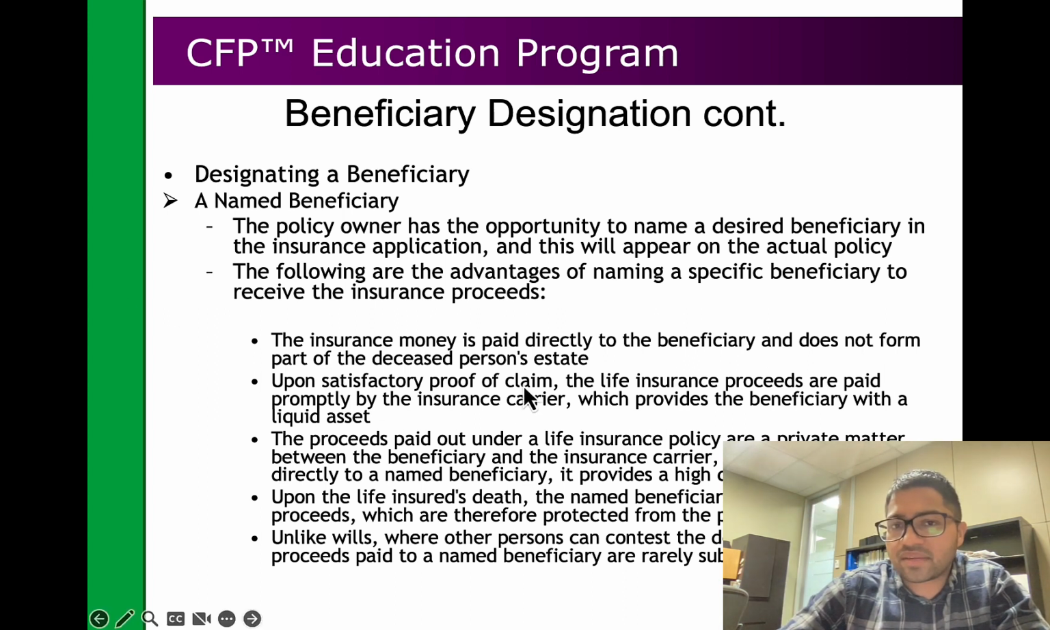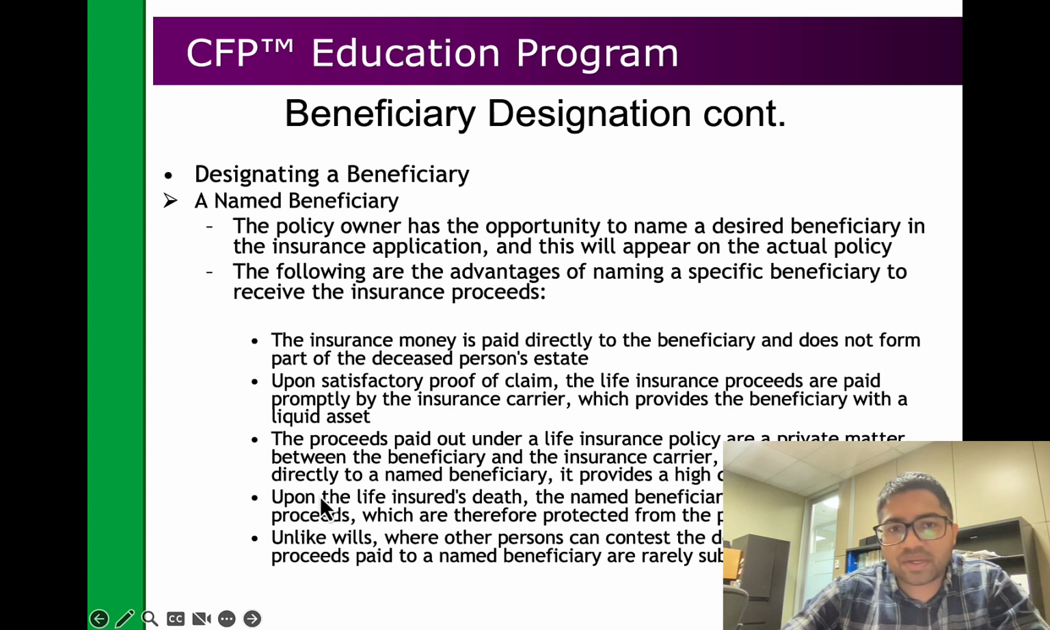Upon satisfactory proof of claim, the life insurance proceeds are paid promptly by the insurance carrier, which provides the beneficiary with a liquid asset. So this is also an advantage. The proceeds paid out under the life insurance policy are a private matter between the beneficiary and the insurance carrier.